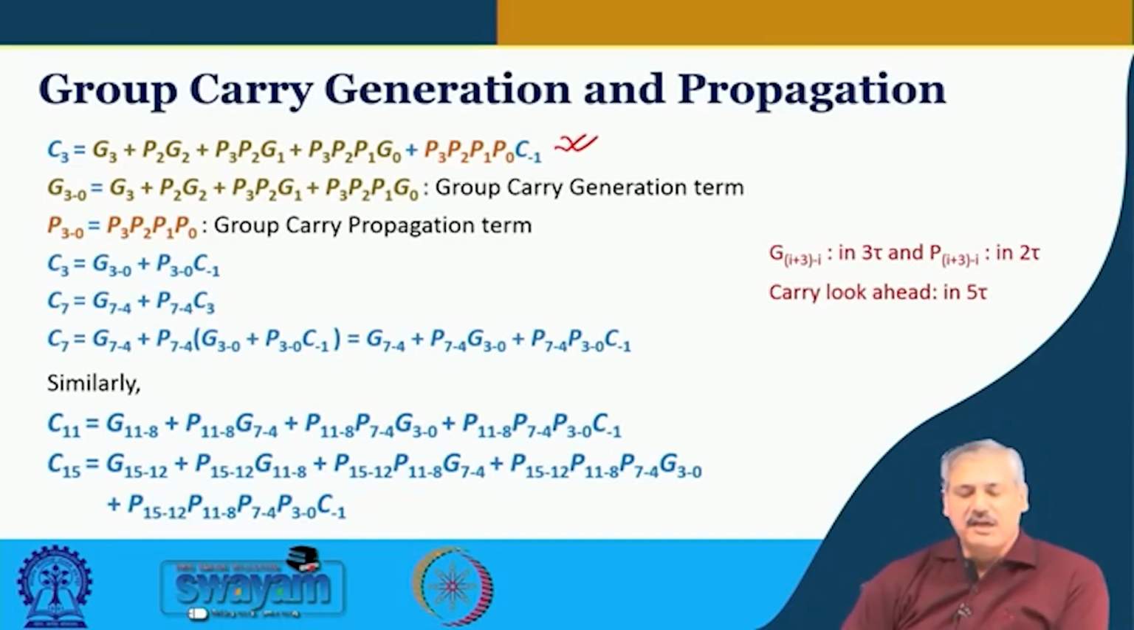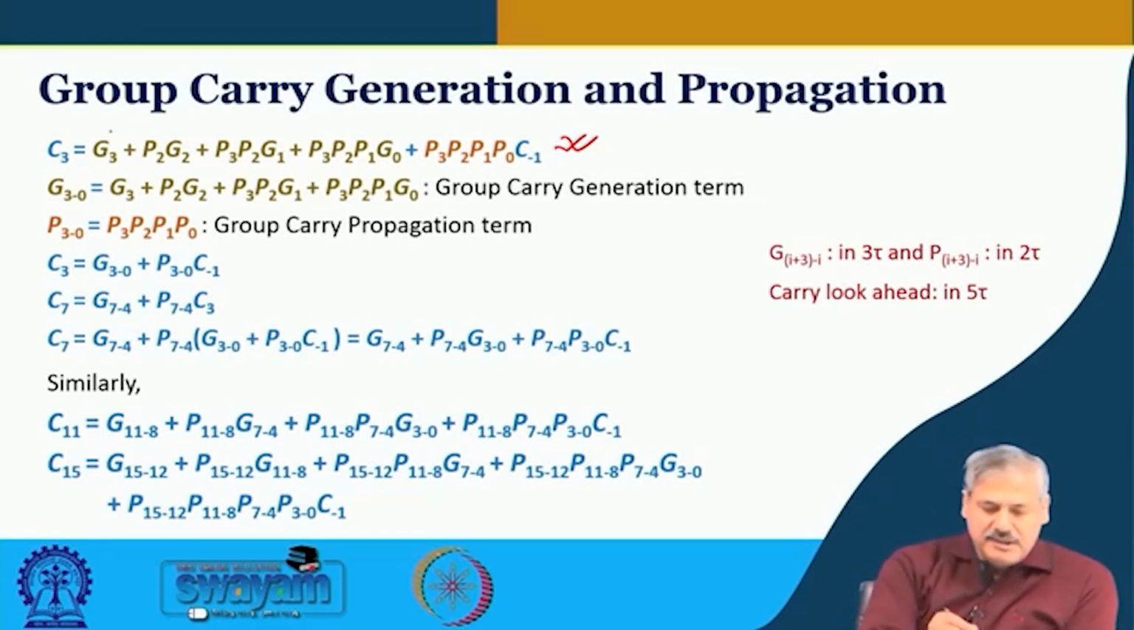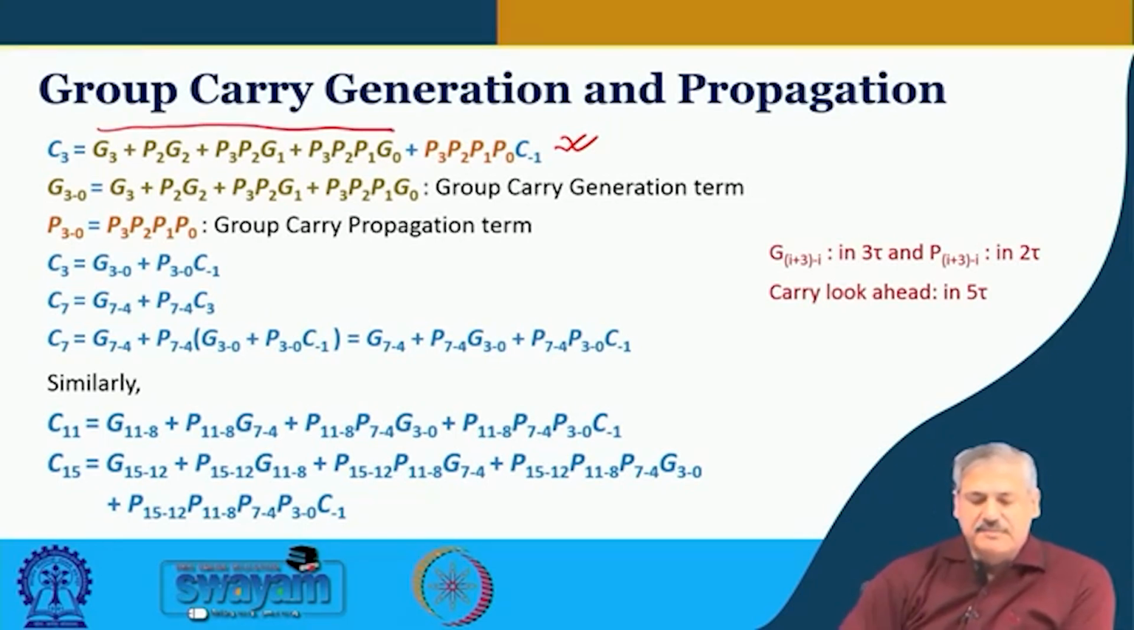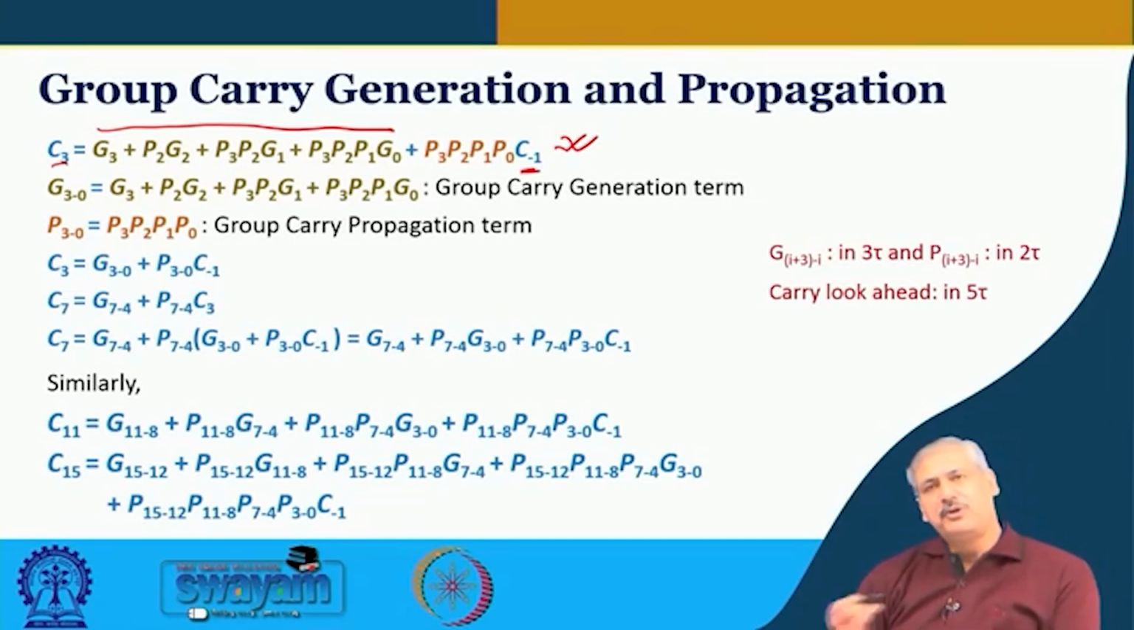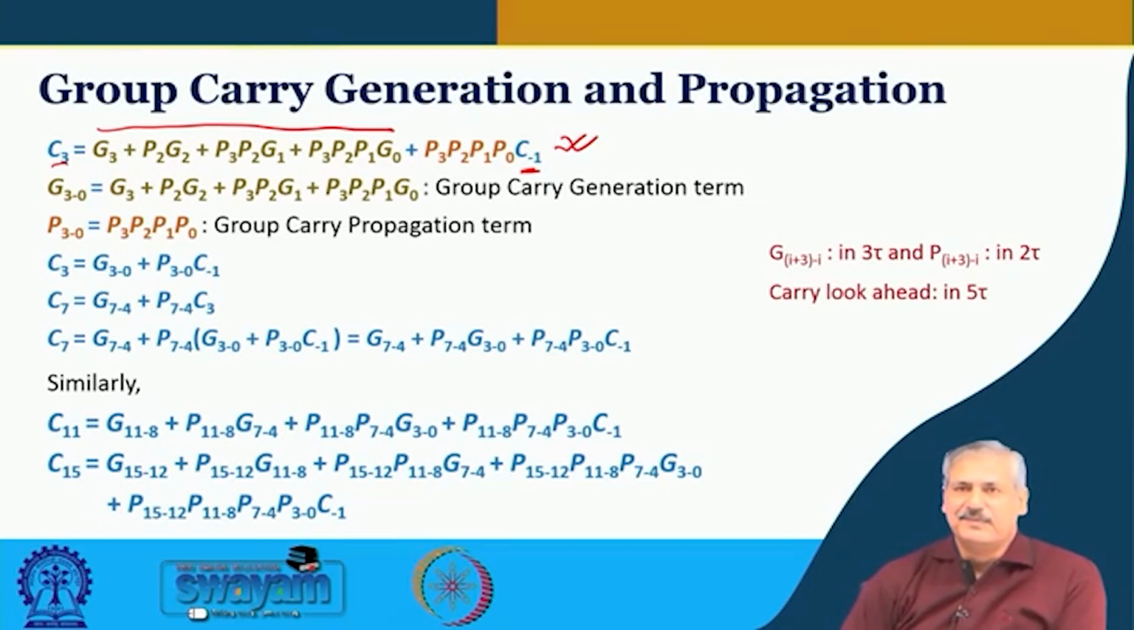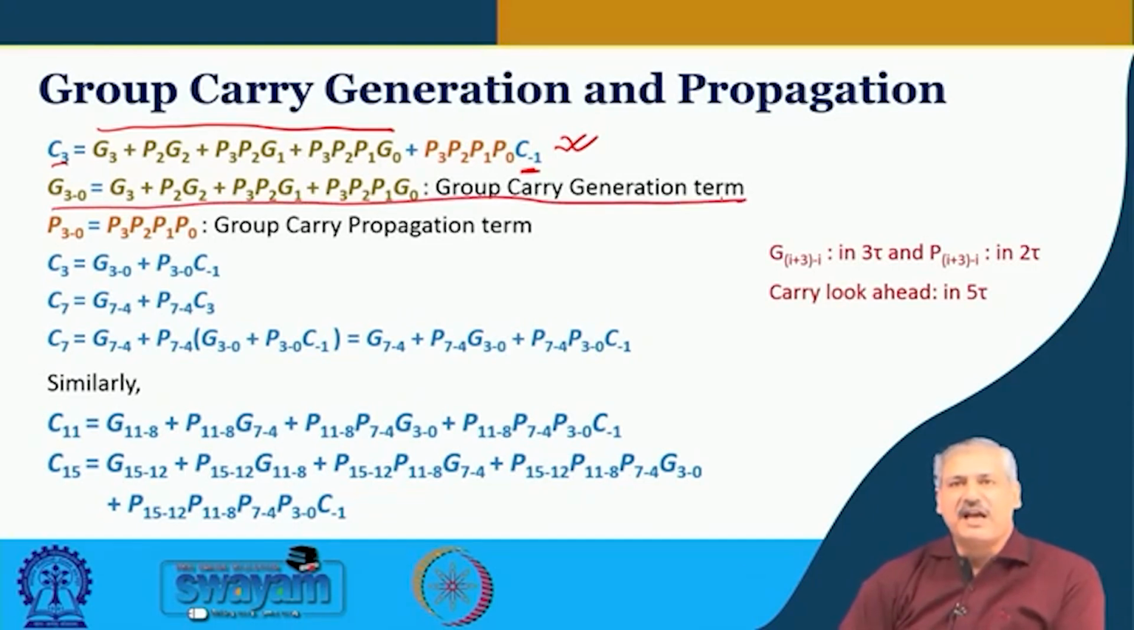Okay. So, this term, okay, when it is 1, this C3 is getting generated irrespective of whether there was a carry input to this block or not. Okay. So, this we define as group carry generation term, group carry generation term G3 to 0. Okay. Is it clear?